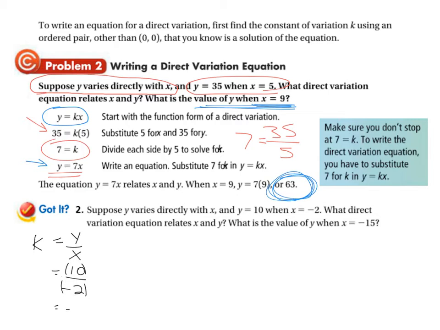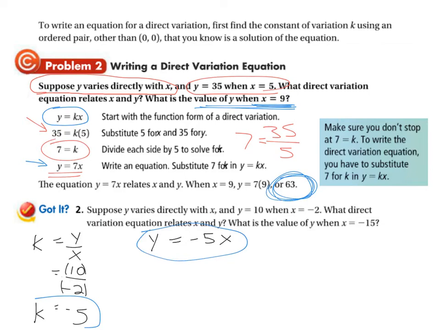Okay. And we find out that k is equal to negative 5. That is the constant of variation, so we can write the equation then as y equals negative 5x. That's part of our answer. K is equal to negative 5 is also part of our answer, and the equation is y equals negative 5x.